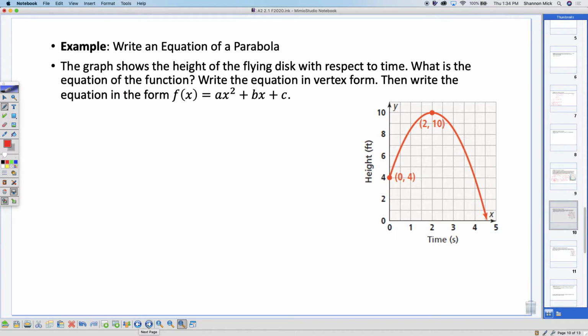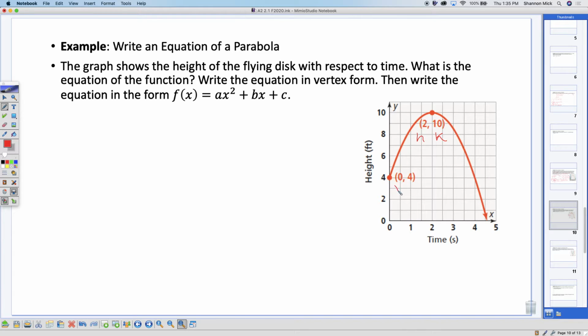Okay, so the graph shows the height of a flying disc as a function of time. What is the equation of the function? So, write it in vertex form and write it into standard again. So, what do I got? Where's my H and my K? H and K are 2 and 10.